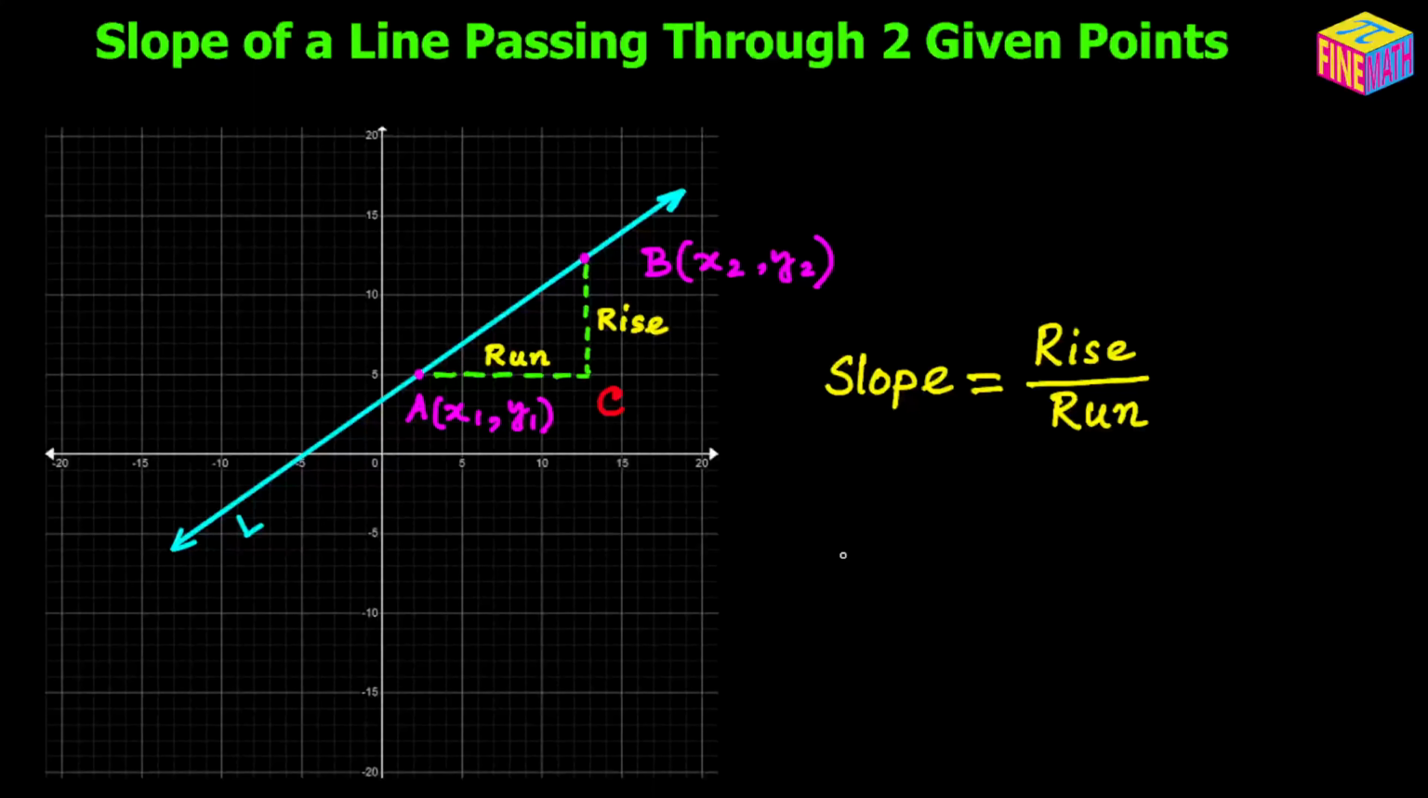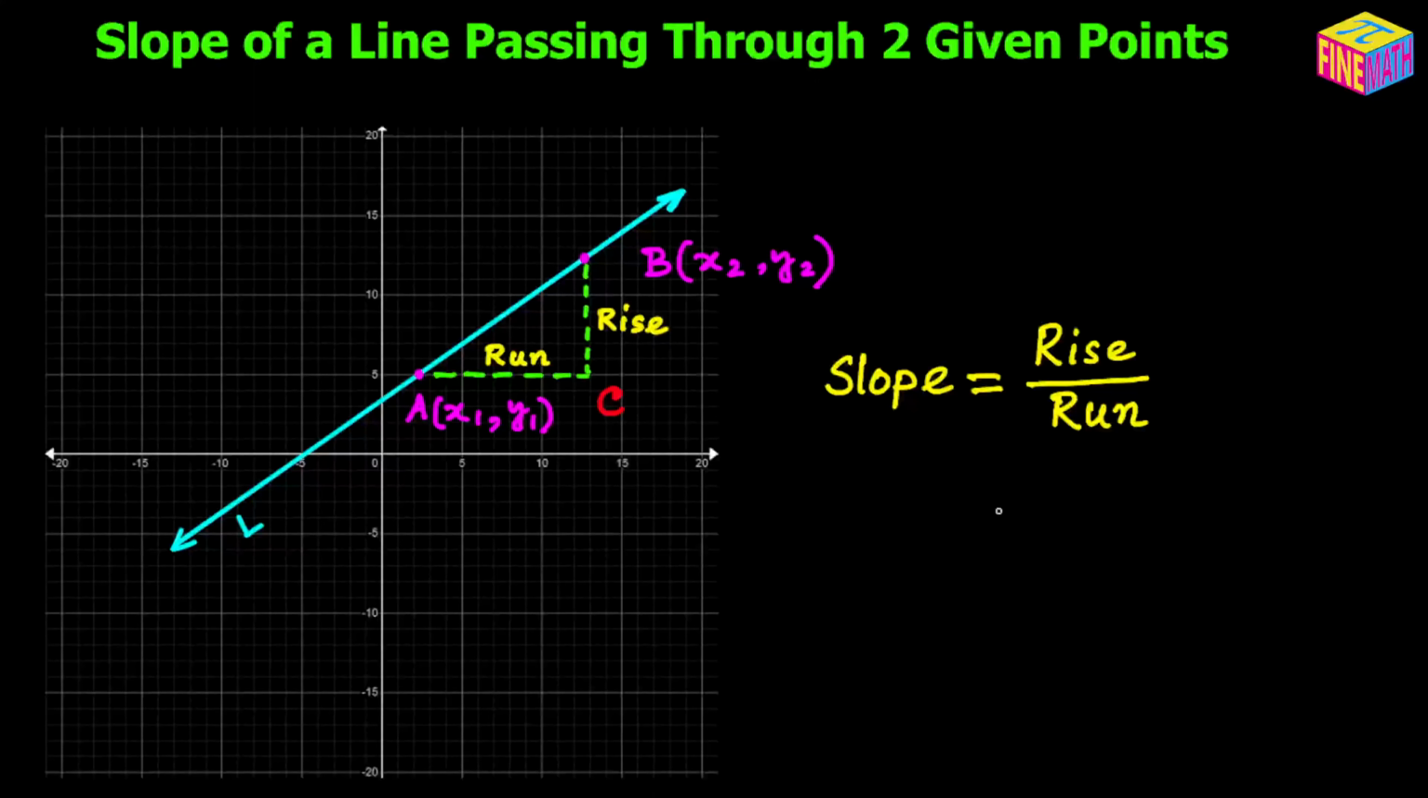Well, rise is your vertical displacement. That means it's the distance BC, that is the rise. And what is the run? Well, run is the distance AC, which is the horizontal distance or horizontal displacement. So suppose a person goes from point A to point B, that means that person's rise would be the BC distance and run would be the AC distance.